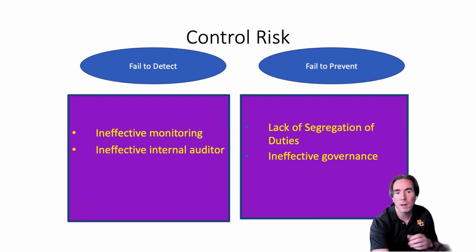Likewise, with control risk, we're going to look at two possible ways the controls could fail. They could fail to detect or fail to prevent. So failing to detect is: how good is the monitoring function? How effective is the internal auditor? Both of those would suggest higher inherent risk. Failing to prevent relates more to lack of segregation of duties and ineffective governance. In other words, does the underlying system allow the problems to occur?